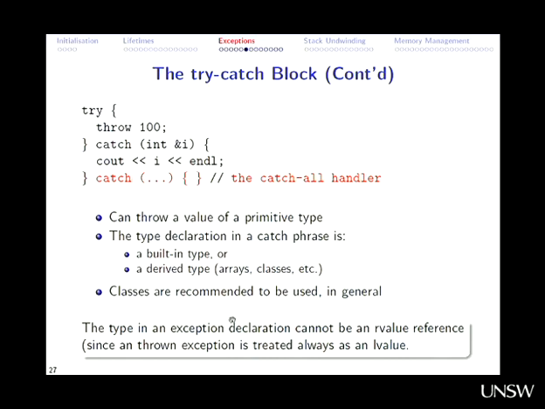The type in an exception declaration cannot be an R value reference. Okay, because an exception is always treated as an L value. So we very rarely use R values or R value references. So you should always be catching something that can be used as an L value. So you should be catching it by reference, okay, but single ampersand, not double ampersand.